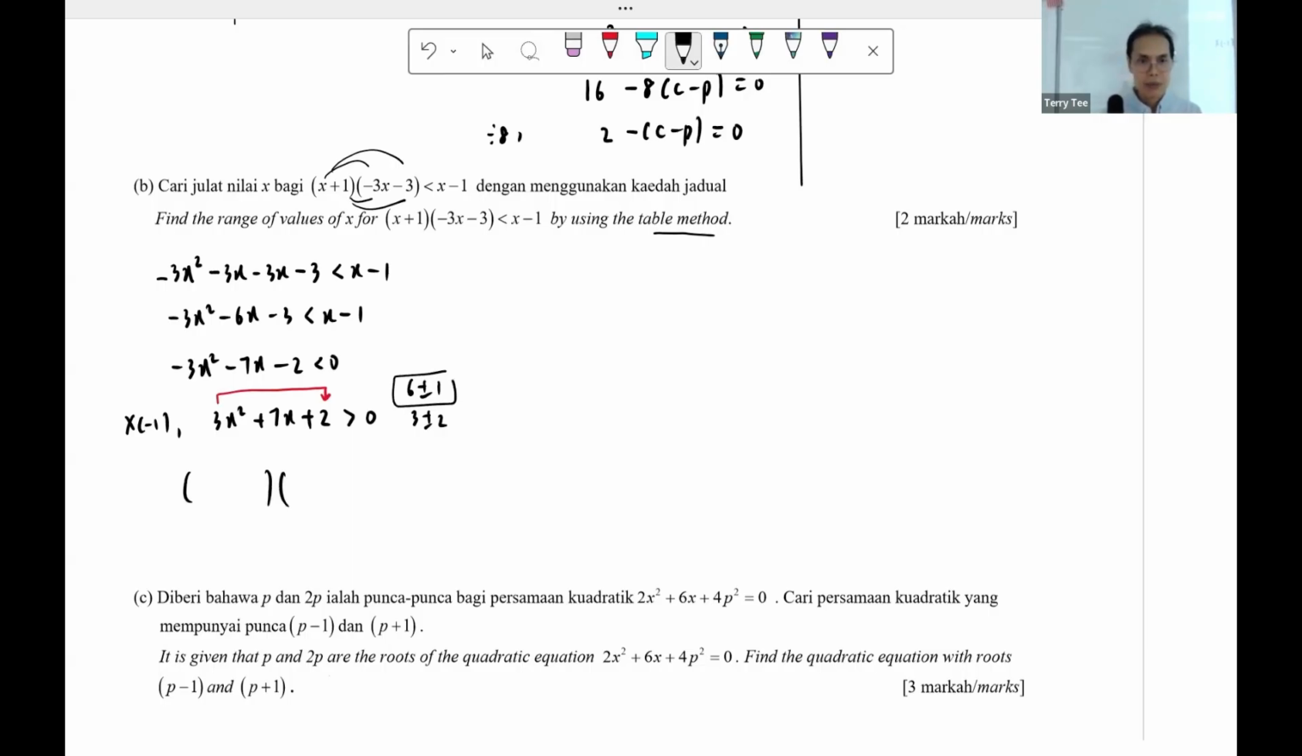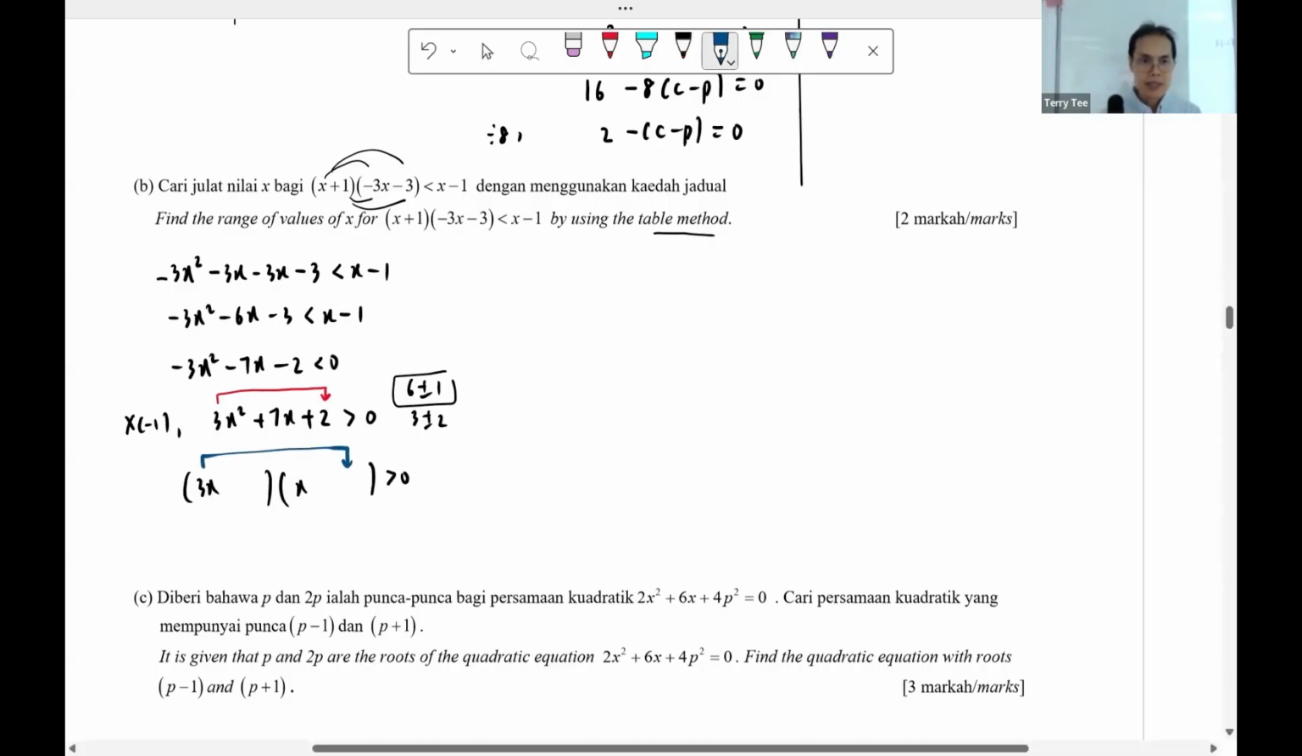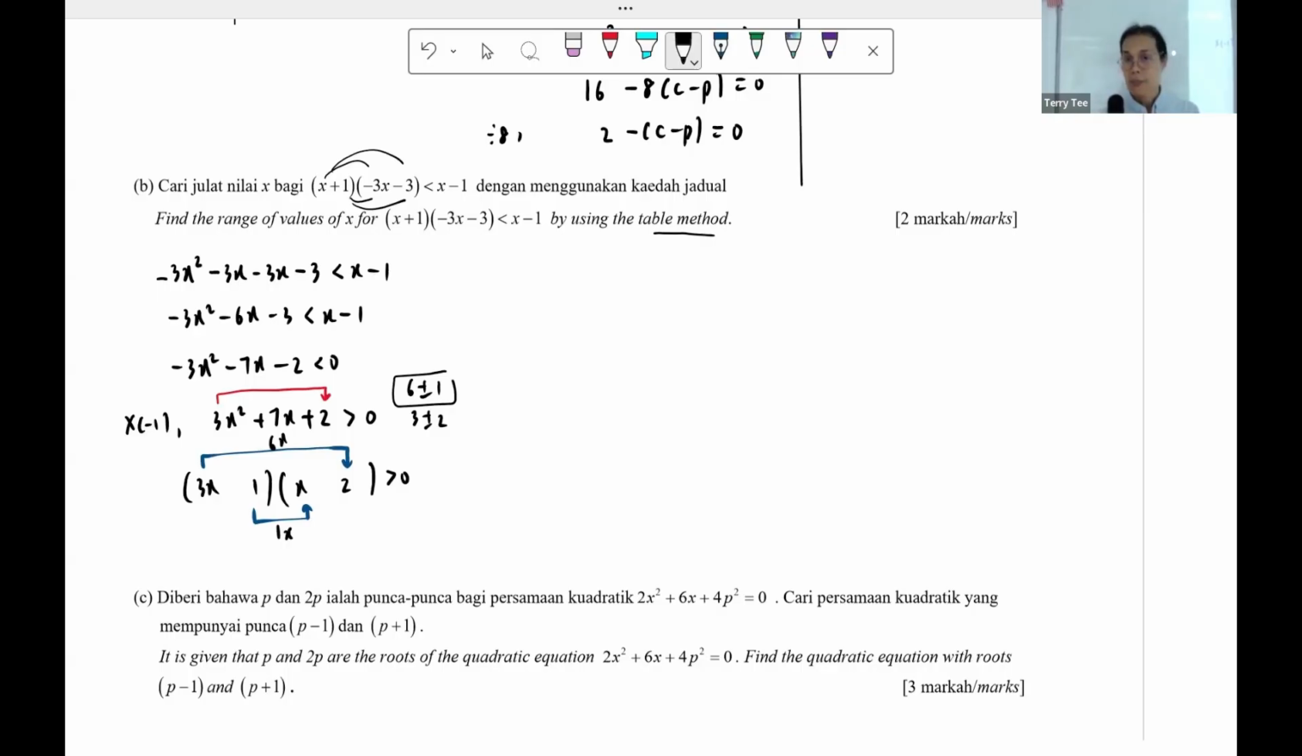So we put double brackets like this. This is 3x and x. To get 6, it looks like this. This must give us 6, this must give us 1. So you put 2 to get 6x, and you put 1 to get 1x. And because I want positive 7, both must be positive.